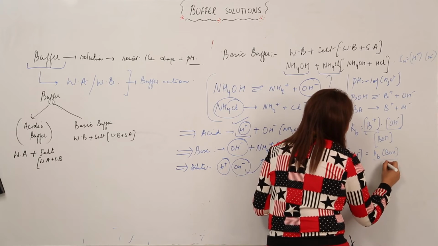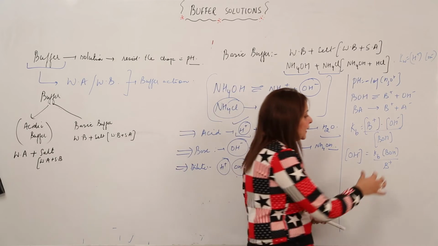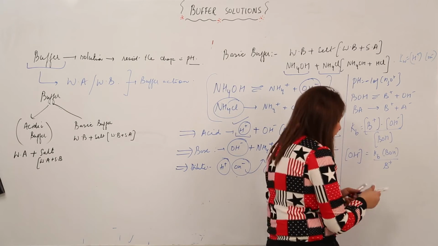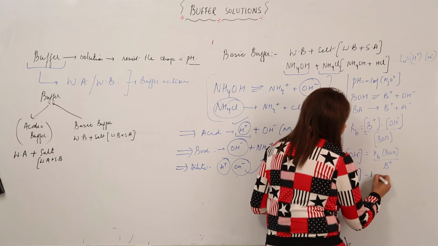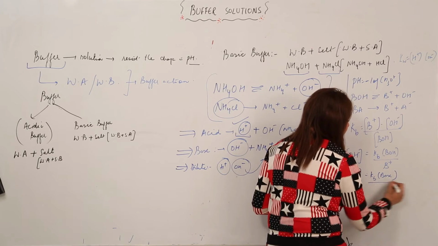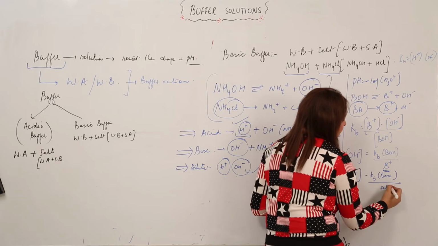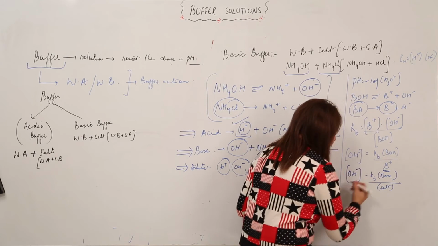I get this, right? Again, as we did for the acidic buffer, there it was acid, so here it is base. So I can write Kb times the concentration of base, and again this B positive will be equal to this Ba. So I can write salt in place of Ba because the concentration is going to be the same. So this is what I have.